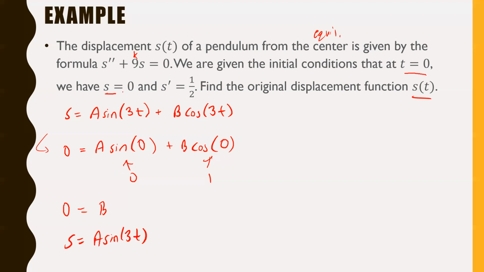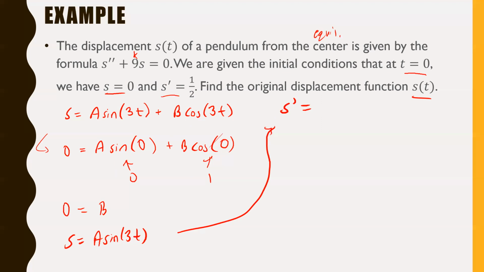Notice we only used the initial condition S is 0. We were also given the initial condition S prime is 1/2. It's a good thing we dealt with this first, because notice we were able to trim our function down so it doesn't contain B cosine 3t. That means right now, if we were to take the derivative of S, which we'll just call S prime, we just have to worry about taking the derivative of A sine 3t.